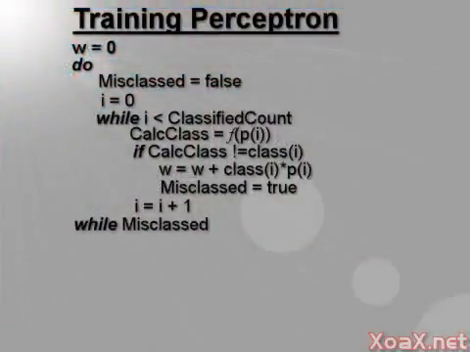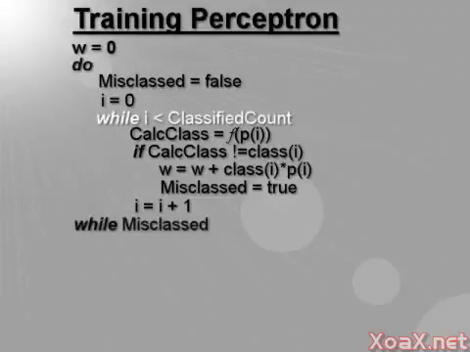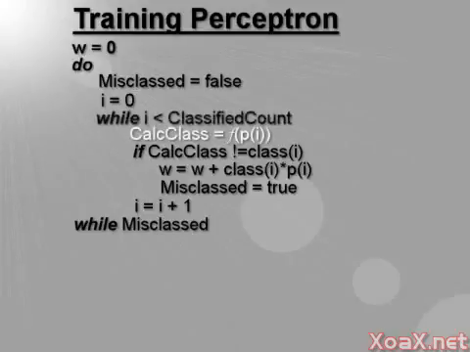The pseudocode for training the classification function looks like this. As stated before, we begin with a set of classified points. We initialize the weights to 0 for simplicity and execute the outer loop until all the points are classified. The inner loop runs through the classified points designated as P of I. Inside the inner loop, we calculate the classification.